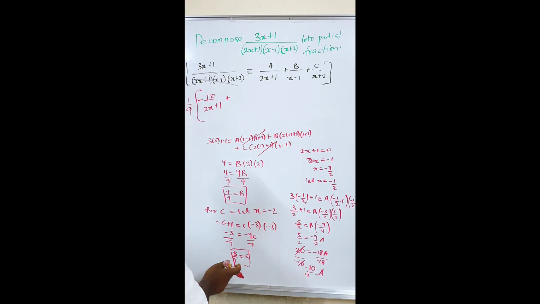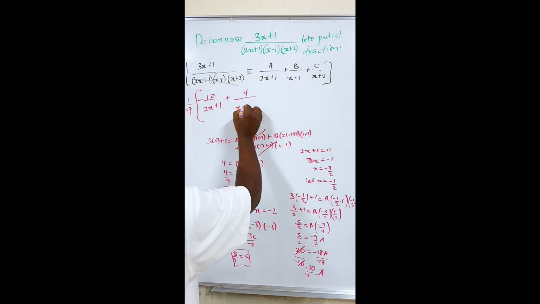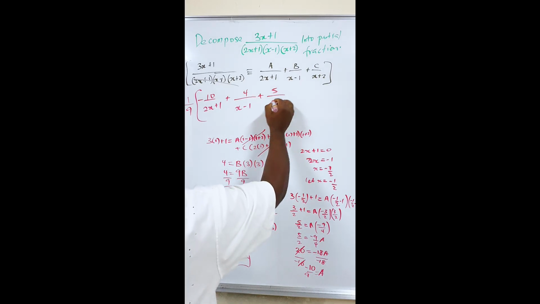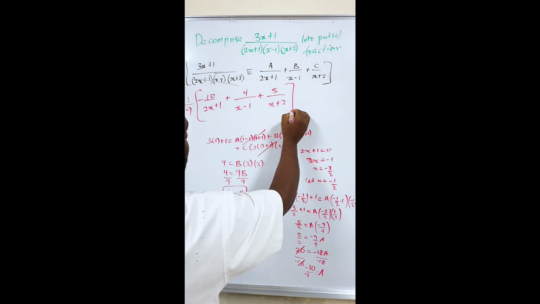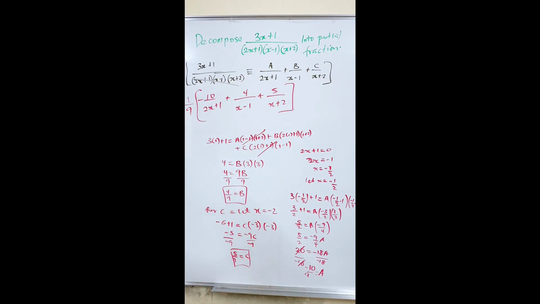Then plus b. B is 4 over x minus 1. Then c, plus 5 over x plus 2. So this is the partial fraction of the fraction they asked us to decompose. It's a little bit of work, but you can do it in any other way. Like, you can also do a system of equations to get the values of a, b, and c.